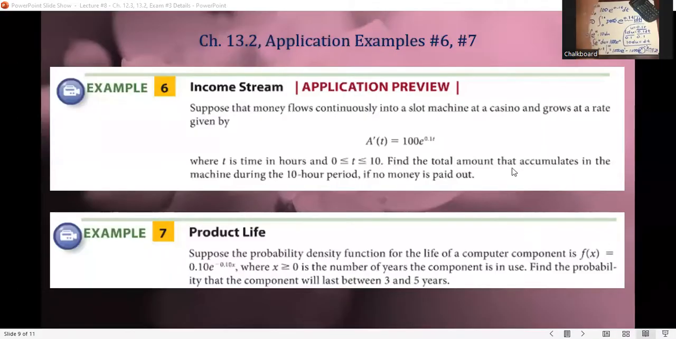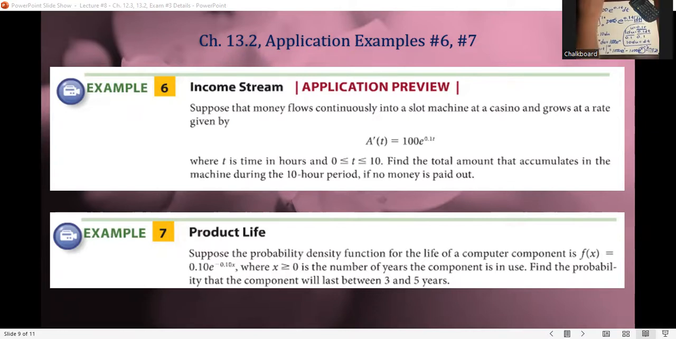The last thing is product life. It says, suppose the probability density function for the life of a computer or component is given here, and we have an expression for f of x, and we're telling you x is greater than or equal to 0. x is the number of years the component is in use. Find the probability that the component will last between 3 and 5 years.